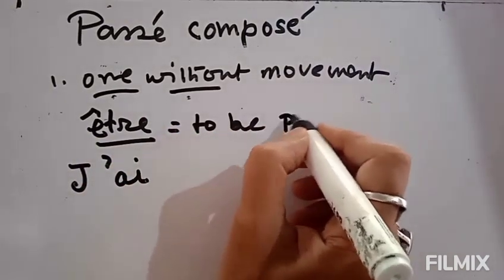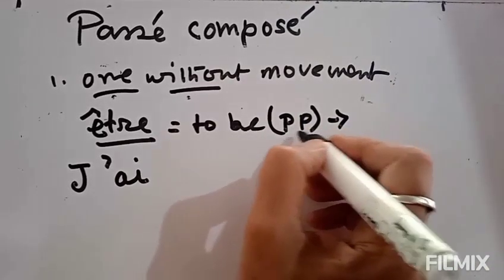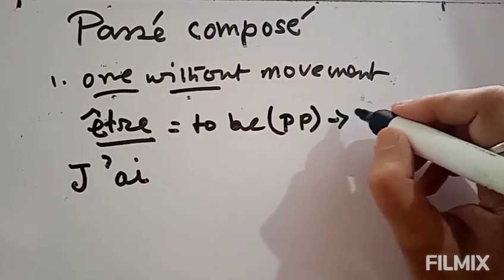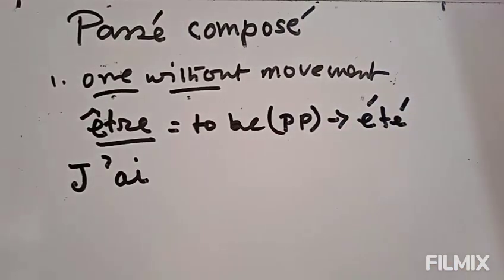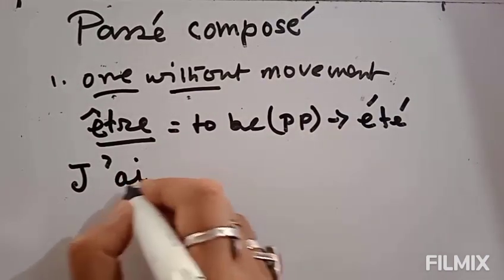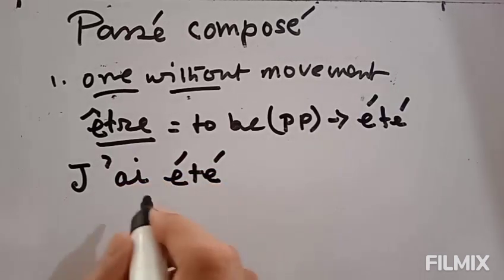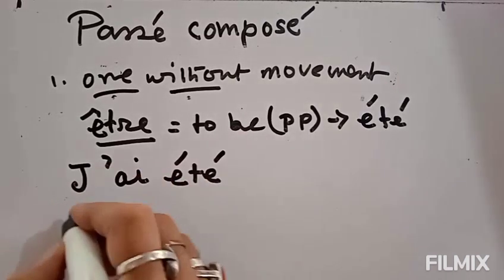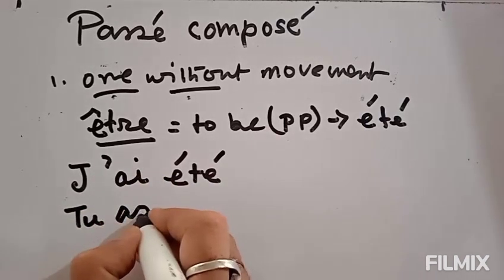The participe passé, or PP in brief, of the verb être is été. Été is the PP of the verb. So what will be the conjugation? J'ai été. It is the total conjugation of the verb être. Tu, similarly, the present of the verb avoir: tu as été.